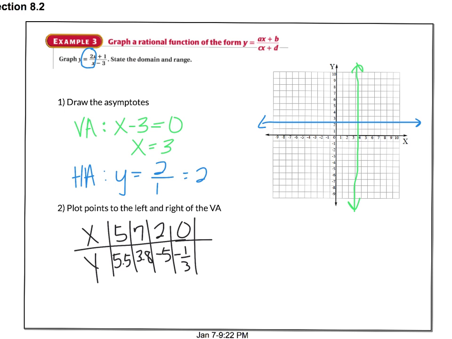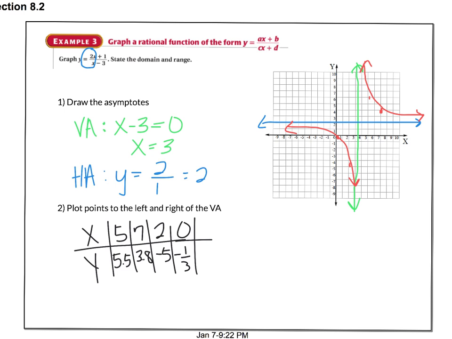So we plot them at 5 and 5.5, 7 and about 3.8, just estimating. Not so easy on an iPad. And then we have 2 and a negative 5, and 0 and a negative 1/3. And then, knowing how the ends of your branches behave, we just sketch it in. And you graphed another hyperbola.